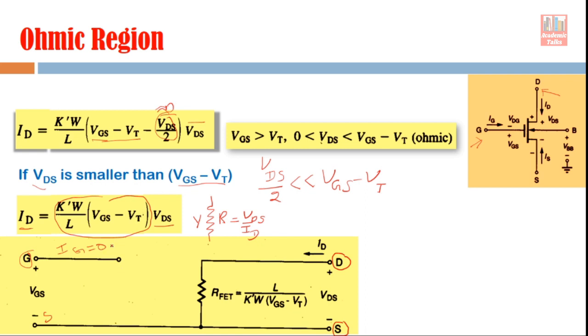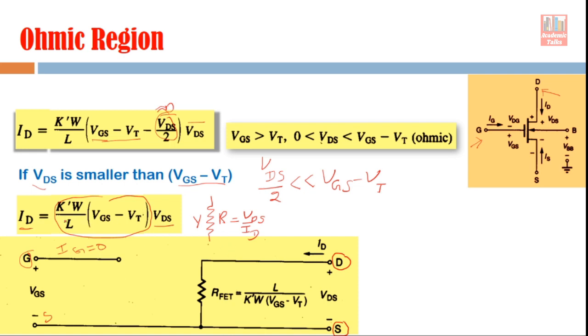Gate current is 0 because there is an insulating layer between the gate terminal and the channel region, and since it is insulating, it offers infinite resistance, and that is the reason for the 0 gate current. So that is represented with the help of this open circuit.